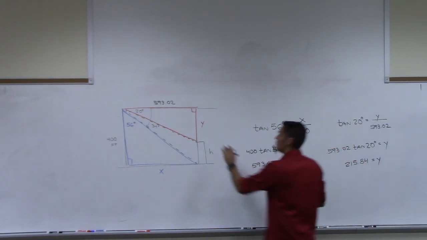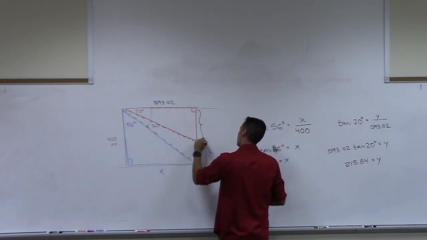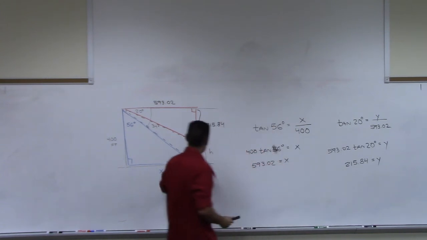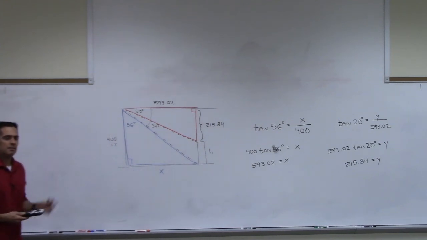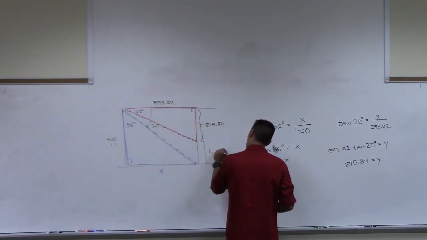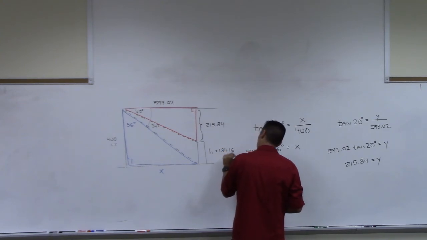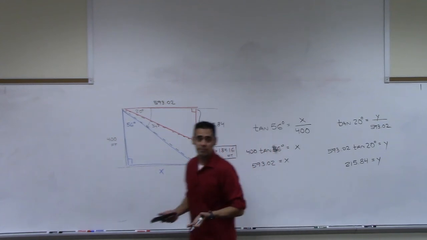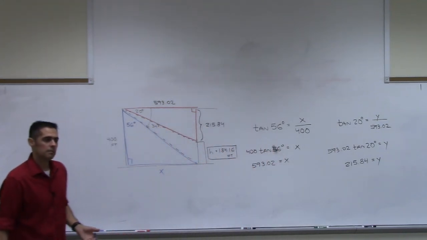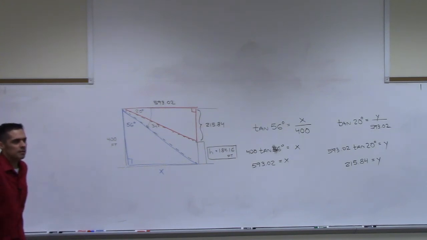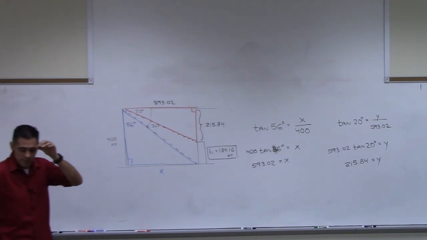So I know this distance right here is 215.84. So the height of the building will just be that, take that away from 400. So 184.16-ish. 184.16 feet. That's how I would have done it. That's not the only way, but that's probably a pretty short, clean way. It only required 2 trig functions.